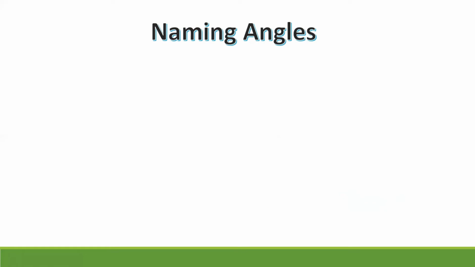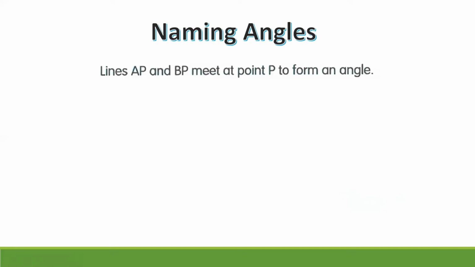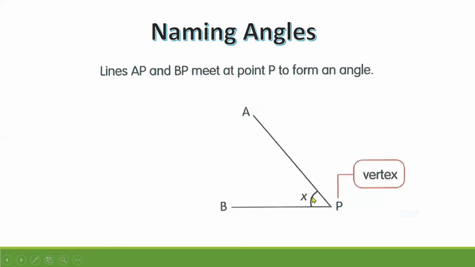How are we going to name the angles? Let's have this example. Line AP and line BP meet at point P to form an angle. We have here line AP and line BP that meet at point P, which is what we call the vertex, to form an angle. We also have here a small letter x that is assigned for this angle.